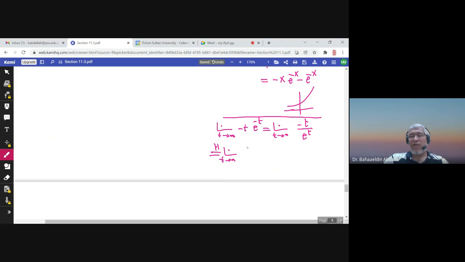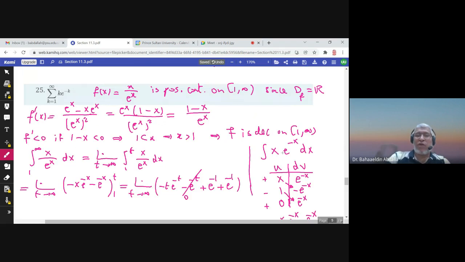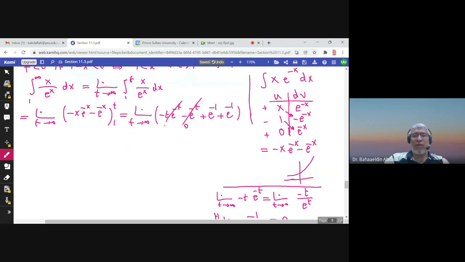Derivative of negative t is negative 1. Derivative of e to the t is e to the t. And now e to the power infinity is infinity, and negative 1 over infinity is 0. So this will also go to 0, but you have to show that. So the limit is 2e to the power negative 1, or just 2 over e.